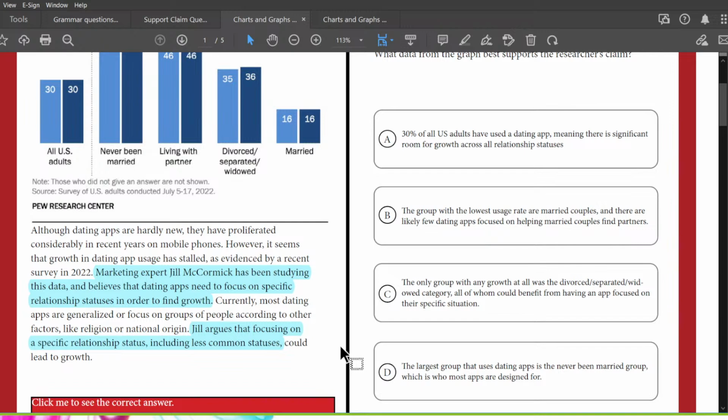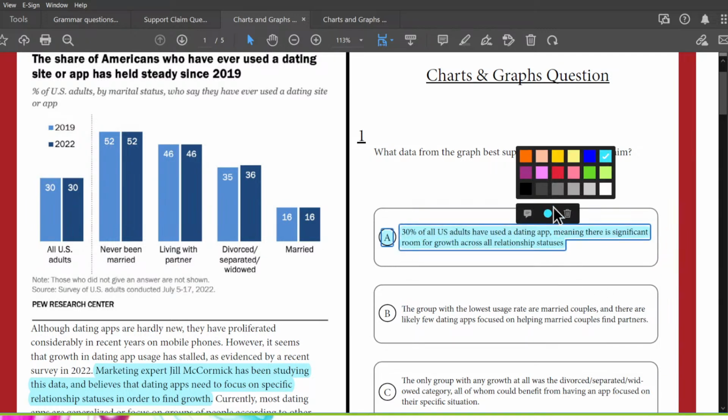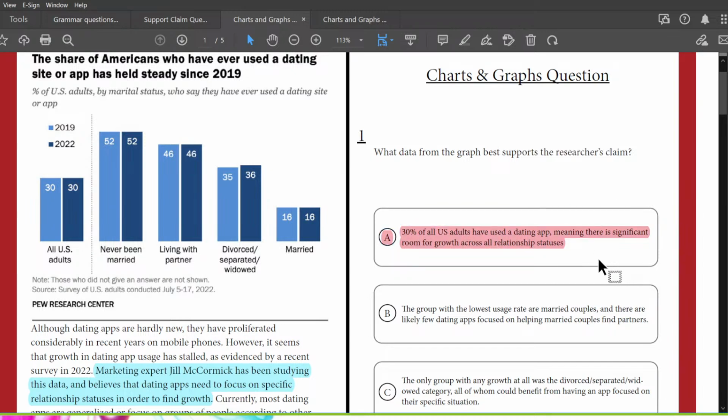So I probably don't want to choose the answer that focuses on all of them. I want to focus on something specific, maybe one specific group or one that might be less common. I know it doesn't give me data about how frequent some of these things are, but I might be able to infer that with a little bit of reason. I would avoid marking the one that focuses on everybody when she is saying we need to look at specific groups, specific statuses. So I would discourage this answer because I don't feel like it's going to be specific enough.